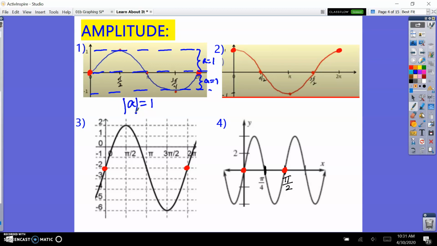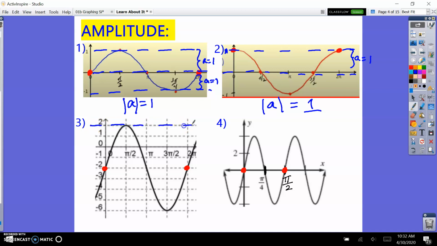Okay, for number 2, the height right here goes up to 1. You can't really see it, but there's a 1 over there. And then the horizontal center is here. So we can see that our amplitude is again 1. Moving down to number 3.